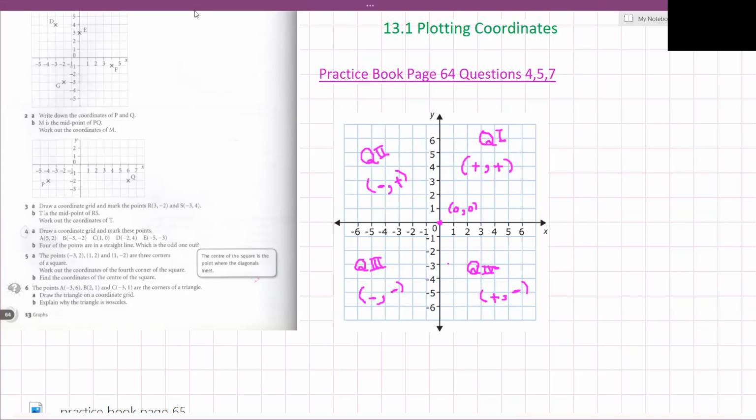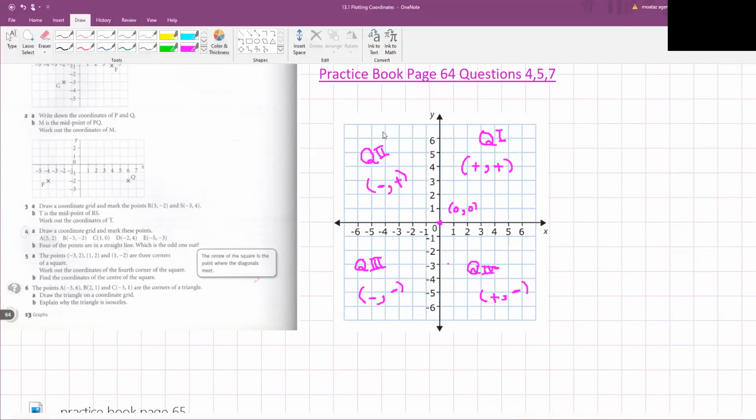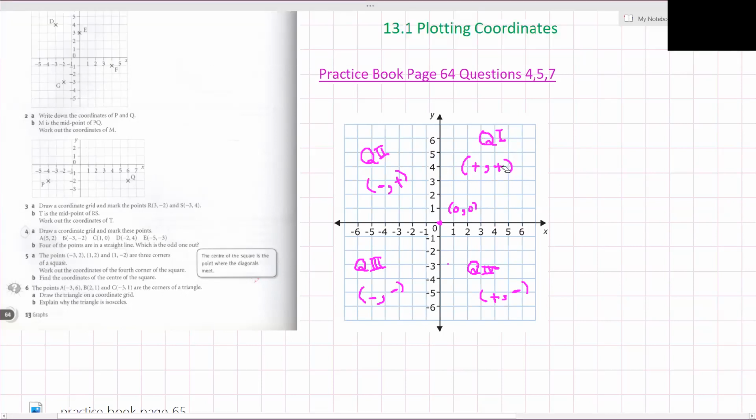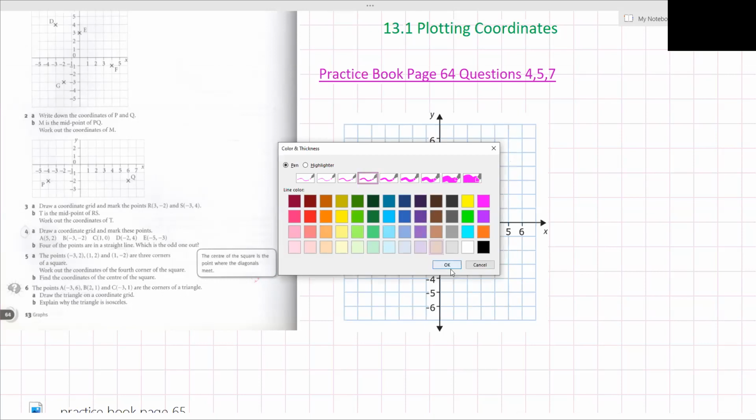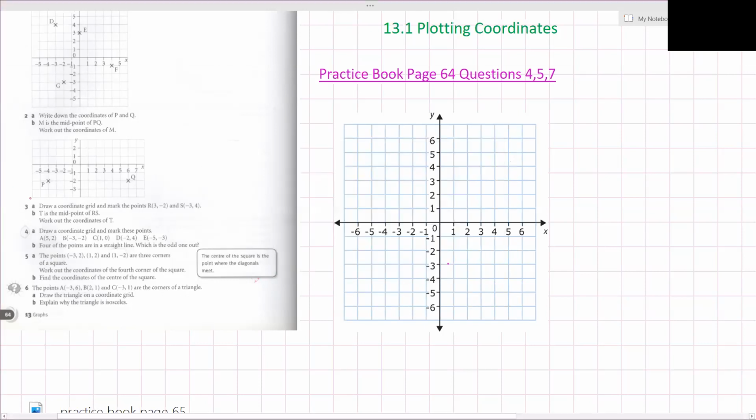Question 4. And also we forgot to say that if we want to plot any point, first we will start with the x coordinate. We will go right or left. Then we will go for the y coordinate and we will go up or down. Let's see question 4, and we will solve it together. Let's read the question together.